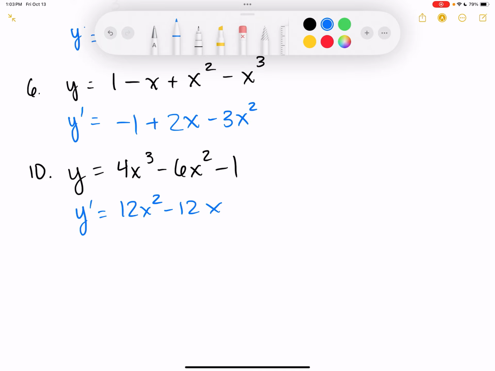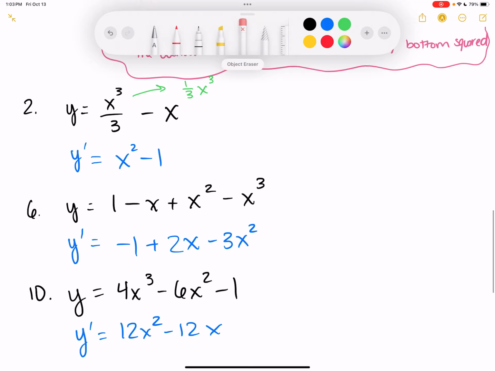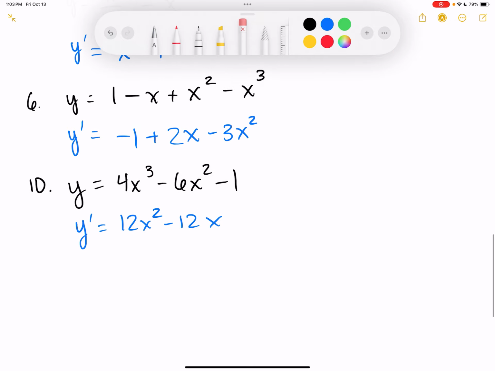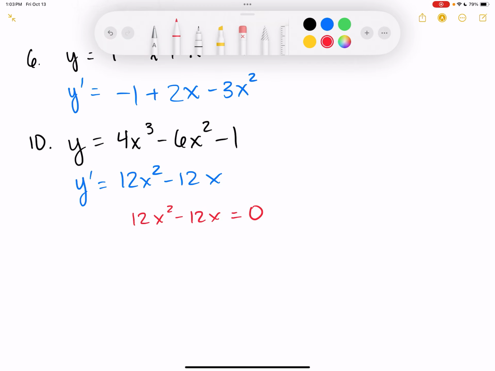So we take 12x squared minus 12x equal to 0. How would I solve that? It's the algebra that kills us. Factor. Factor into x. Take the 12x out.